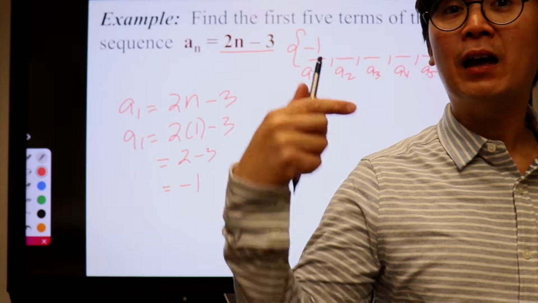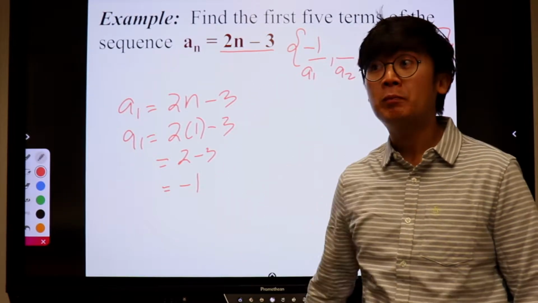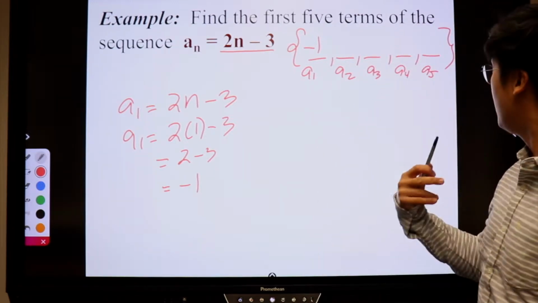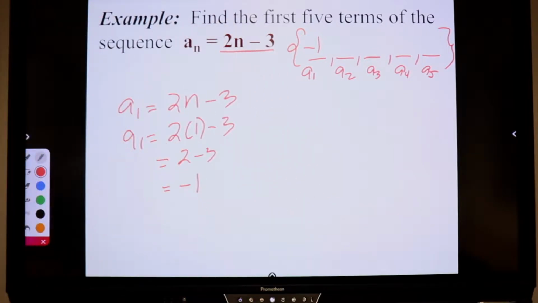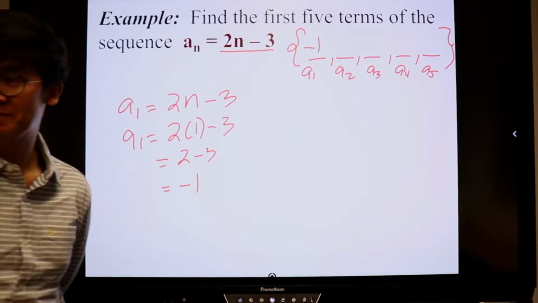Now, the question is, find the first 5 terms. So can you please complete this problem? Give me a sub 2, a sub 3, a sub 4, a sub 5. You produced it? I think so. Good.